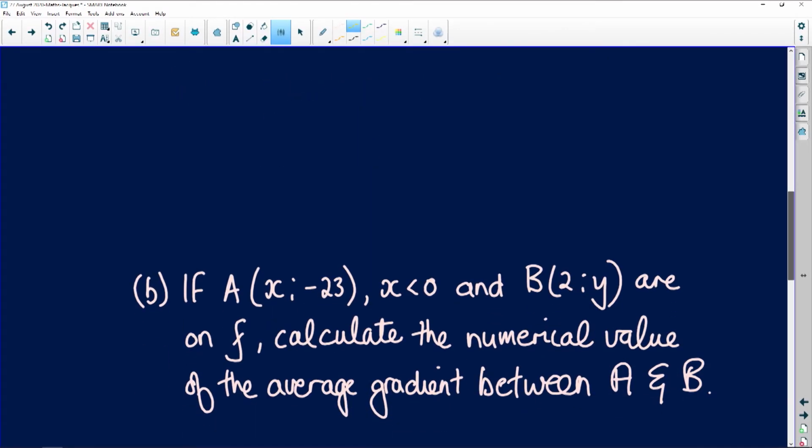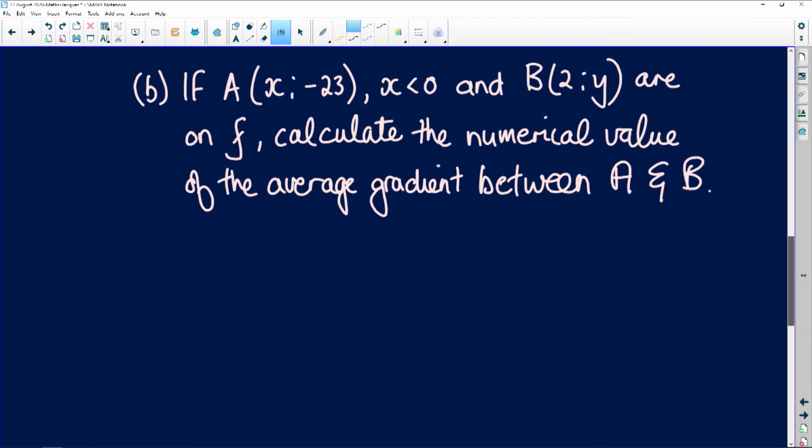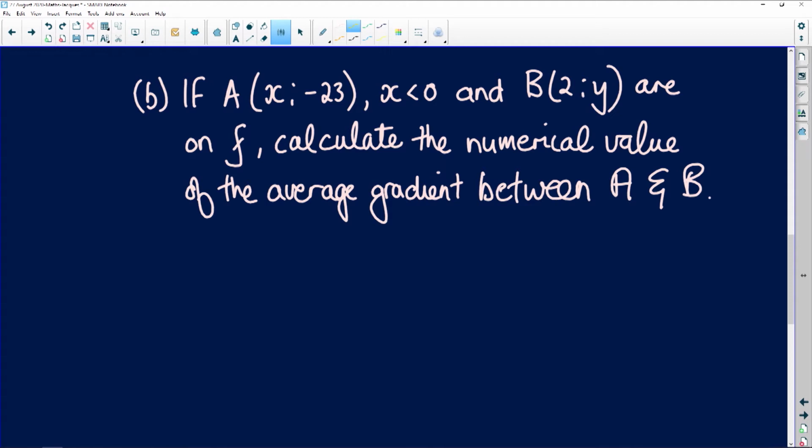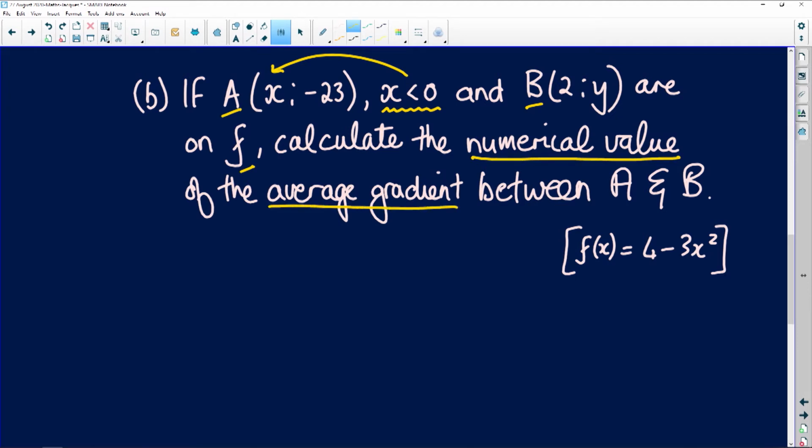The next part of this question says the following. If A is the point, now remember, they're talking about f. Now let me just put f back here for us. The function we were working with was f of x, which is equal to 4 minus 3x squared. Now they say, if A and B are both points that lie on the function f, but now important is that this x value's got to be negative. Calculate the numerical value of the average gradient between A and B. Now, folks, we know what that means.